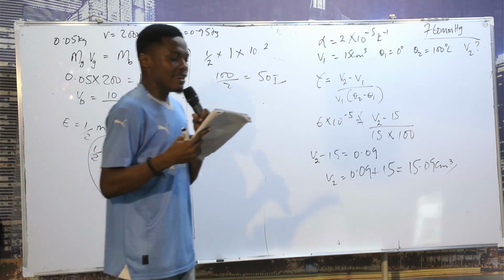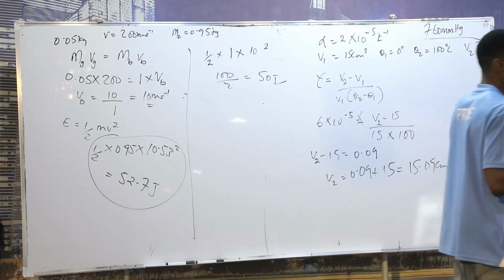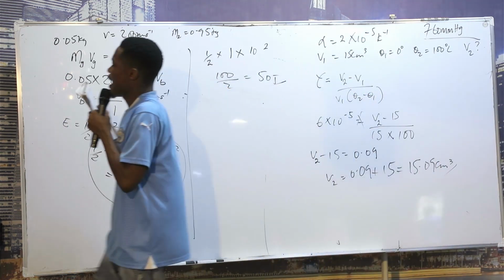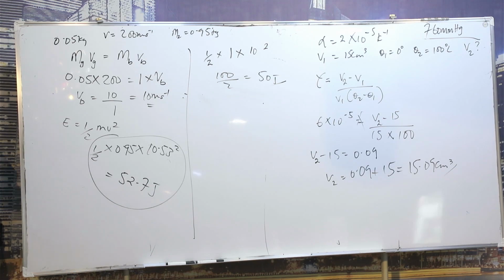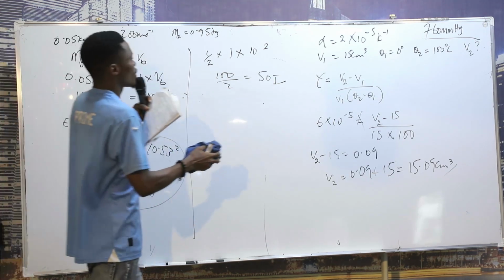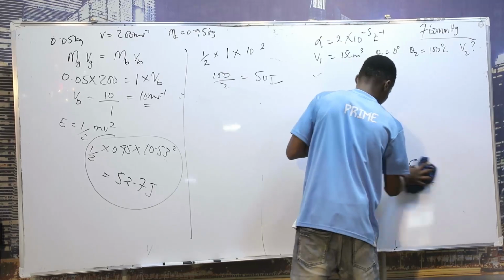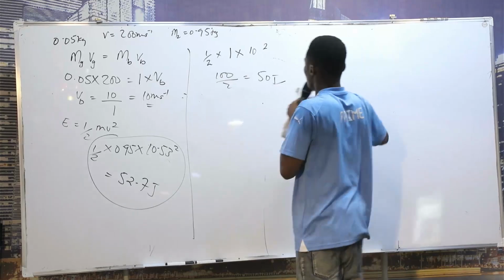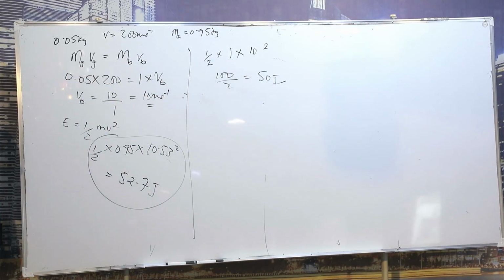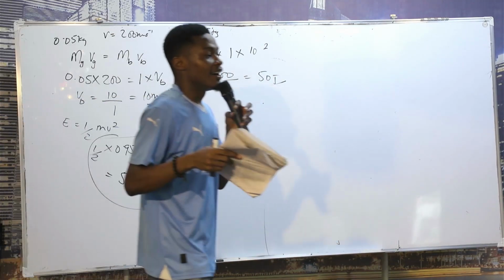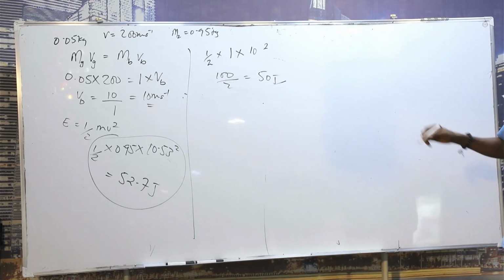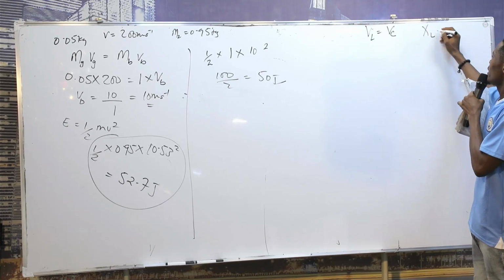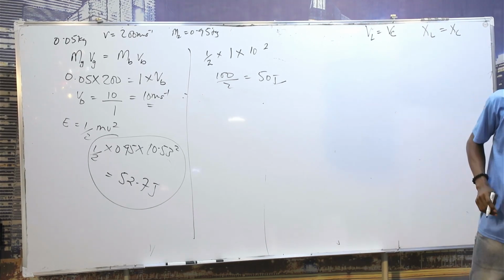Okay, let's continue. In an RLC circuit at resonance, the voltages across the resistor and inductor are 30 volts and 40 volts respectively. What is the voltage across the capacitor? Good. At resonance, VL is equal to VC, right? Not only that, XL is also equal to XC.